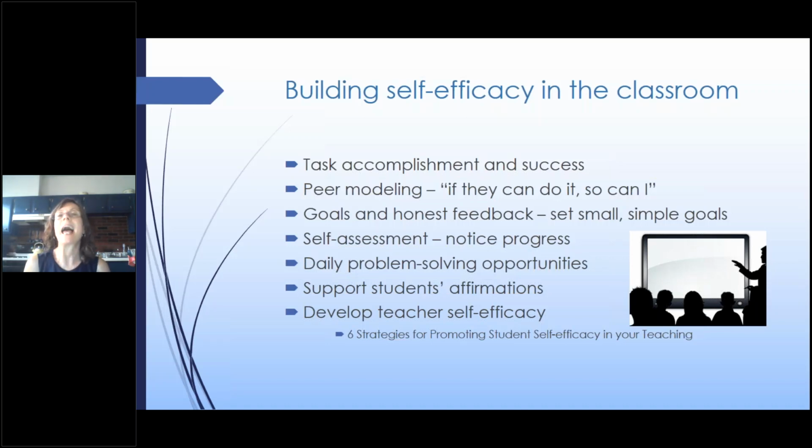So again, peer modeling is the second most important strategy. That is actually more influential than instructor modeling. The best peer models are those who make mistakes and have doubts about their own self-efficacy, but they see the student actually working through that process.